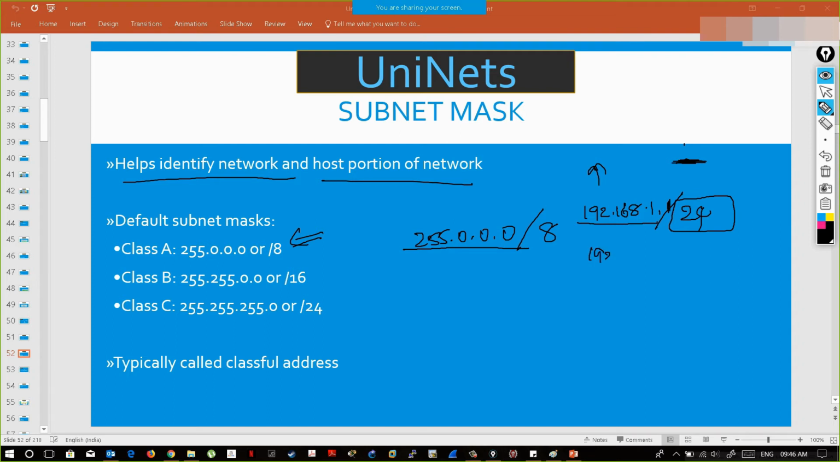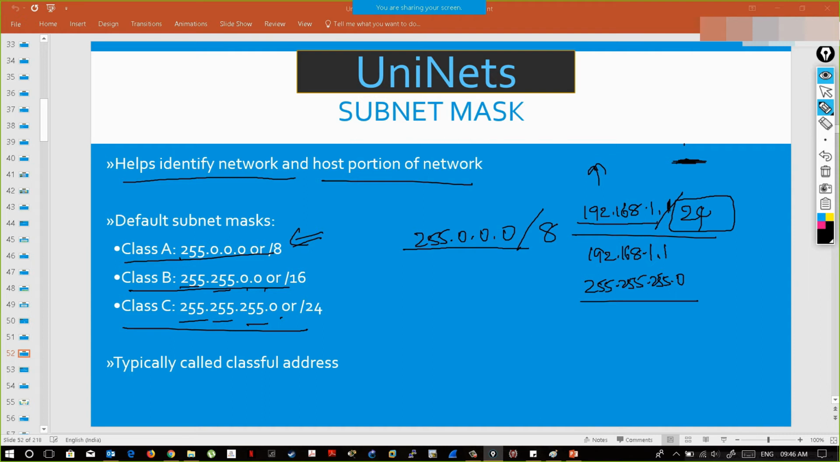Or else 192.168.1.1 and subnet mask 255.255.255.0. So I can denote an IP in two ways: one is this and one is this, right? So this is my class A subnet mask, this is my class B subnet mask, this is my class C subnet mask, right? Class A will have 255.0.0.0, class B will have 255.255.0.0, and class C will have 255.255.255.0.